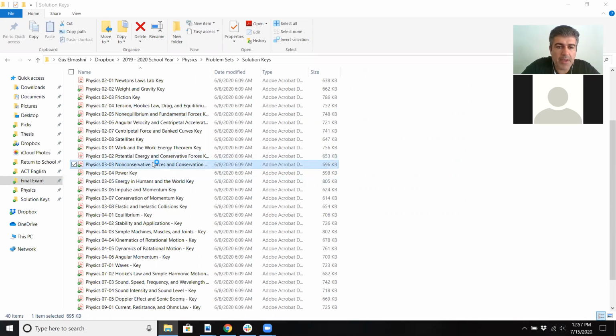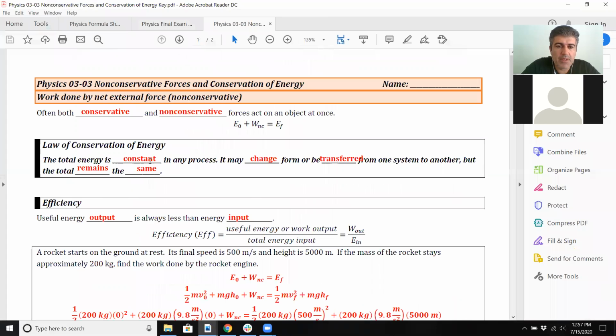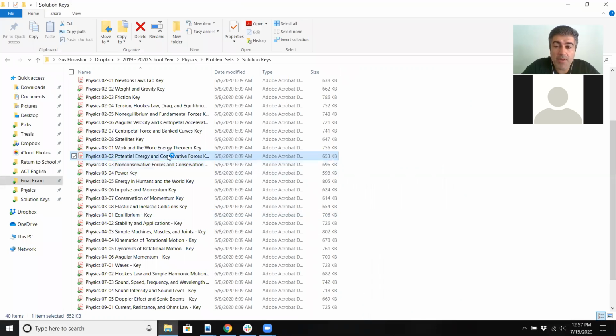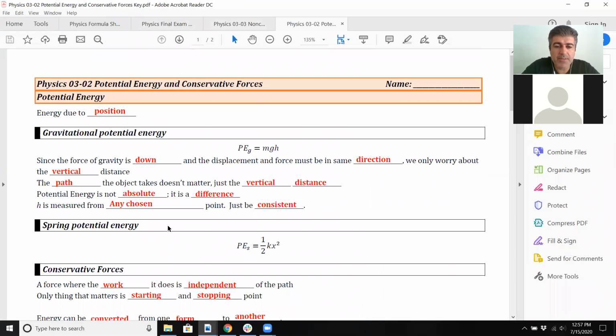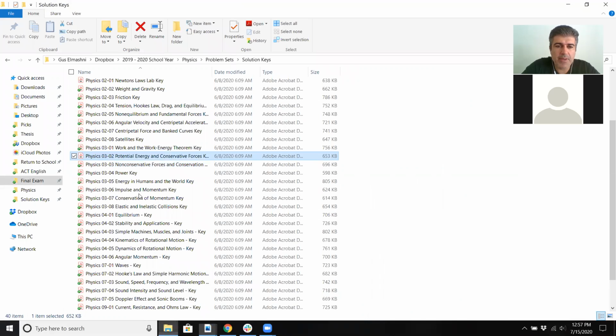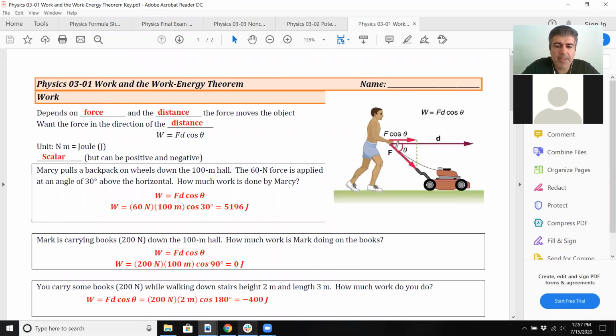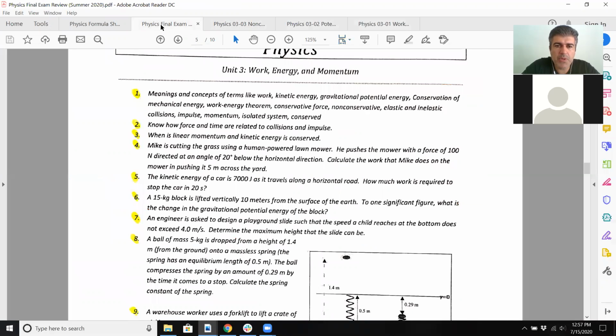So we talked about non-conserved forces, and a bunch of stuff there. We also discussed potential energy, conservative forces, so all that fun stuff. And even here we start defining what work was and the work energy theorem. So make sure you know that.